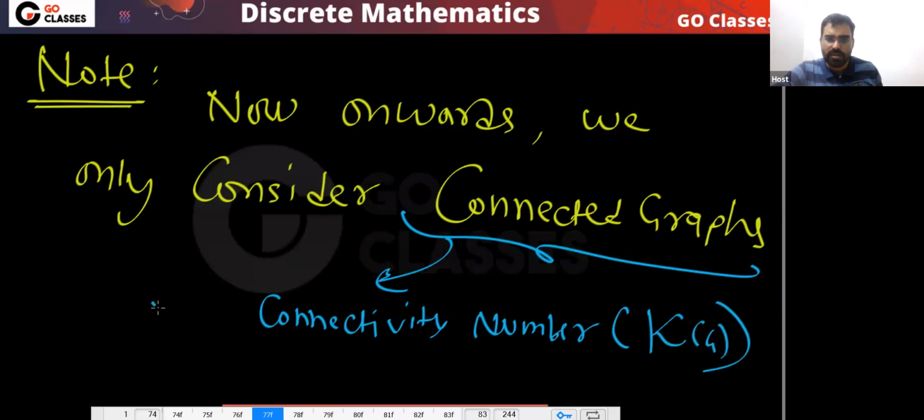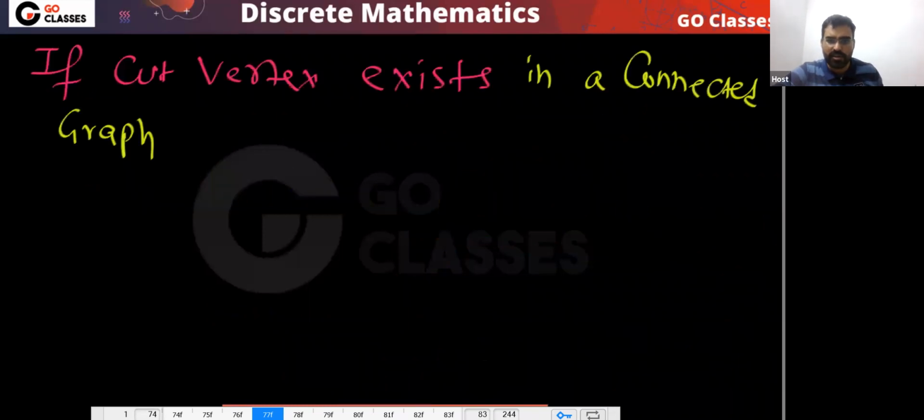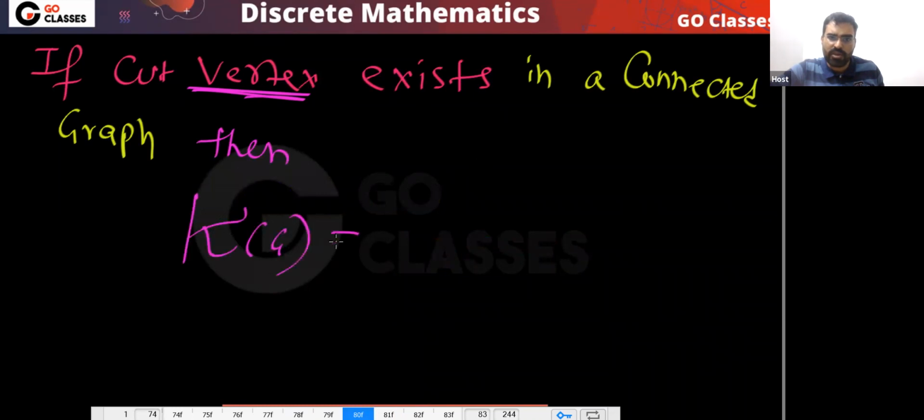This is defined for only connected graphs. Also, this vertex cut, and this edge cut. These concepts are defined for connected graphs only. Now I am asking, if a cut vertex, an articulation point, exists in a connected graph, then what can you say about kappa?